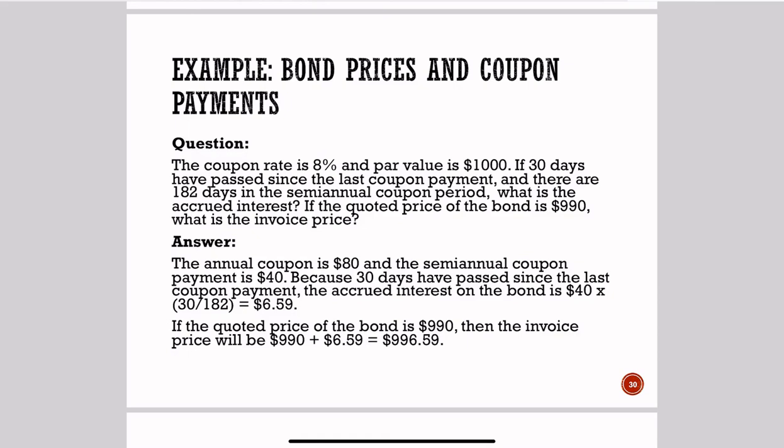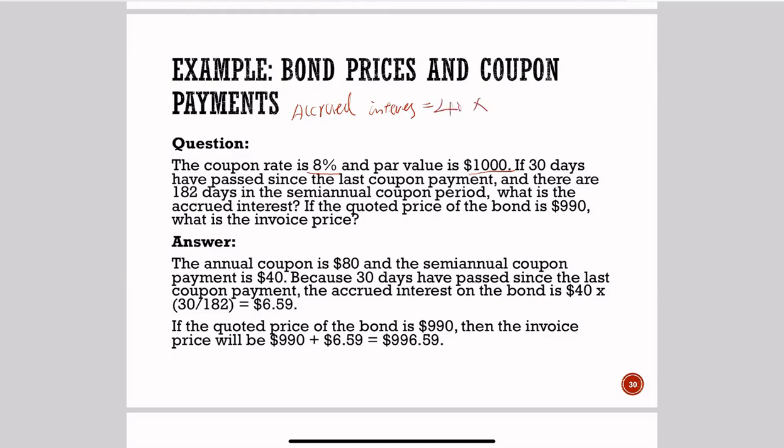So first, accrued interest, right? So what's the semi-annual coupon payment? We know that the coupon rate is 8% and par value is 1,000. So the annual payment should be $80. And then because it's semi-annual, the per period coupon payment would be $40.